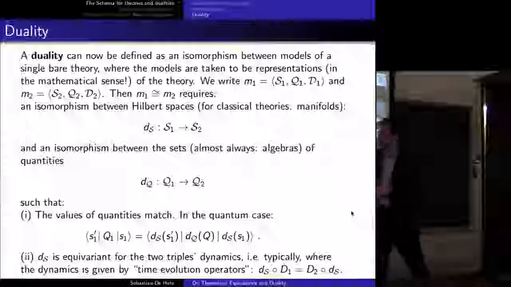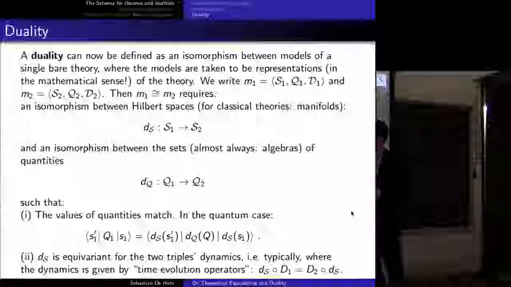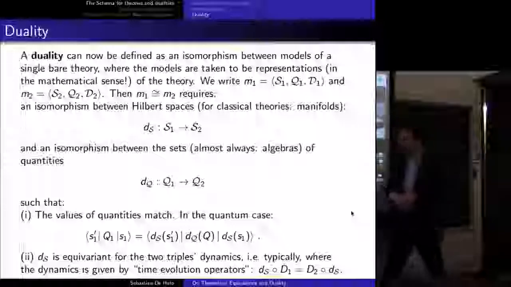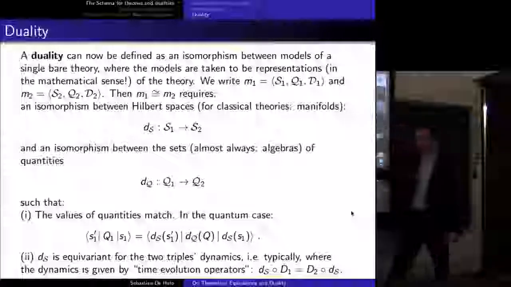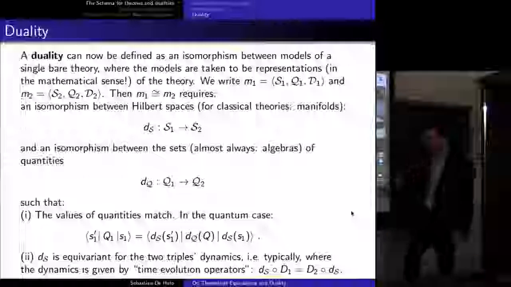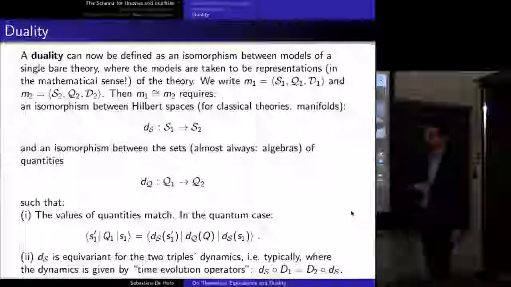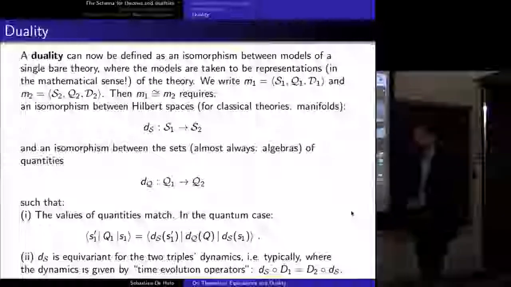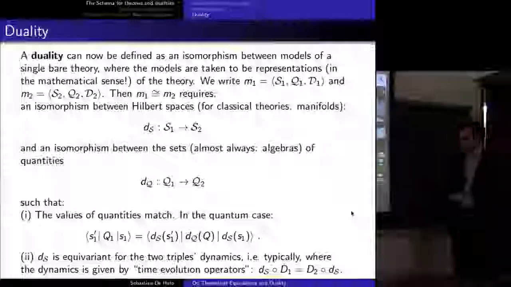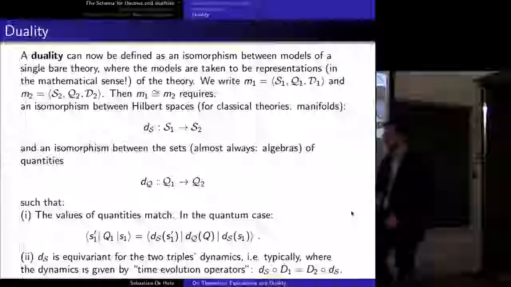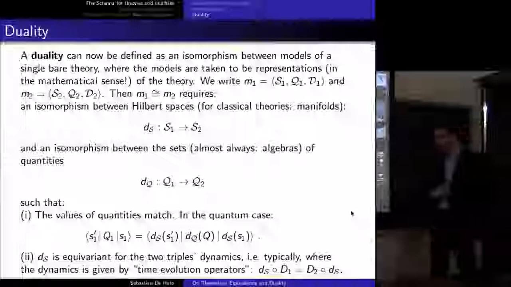So then the isomorphism between M1 and M2 requires that there are corresponding isomorphisms between the state spaces and between the quantities. And in addition, like I said, the structures of the state space have to be preserved. So the theory, for example, for quantum theories, comes with quantities which have values. So this is how we evaluate the quantities between states. And so those values should match. So that's the structure that the theory should preserve under a duality.